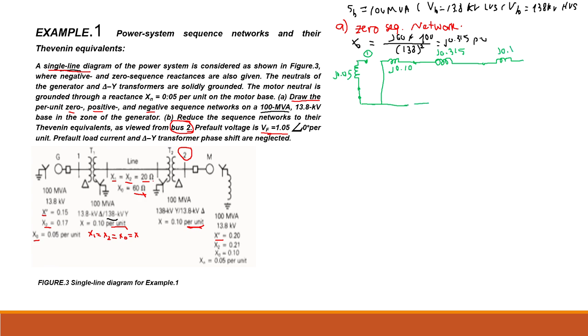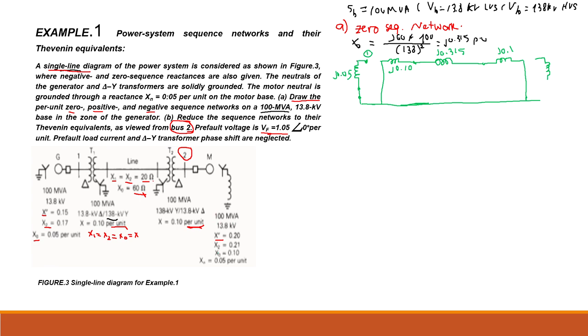The generator number two, transformer number two is also connected star delta, with the delta on the side of the motor. So there is an open circuit between the transformer and the motor in the zero sequence network. And this is the zero sequence network for the motor.